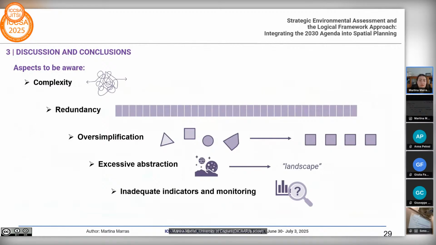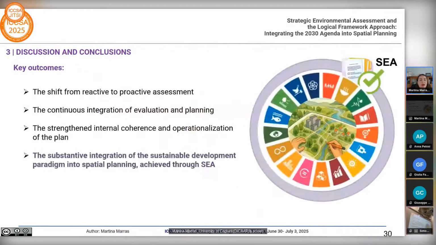First of all, the potential complexity of the LFA, redundancy among strategic elements, oversimplification of the plan's multidimensional nature, excessive abstraction in representing territorial transformation, and the difficulty of identifying appropriate indicators, especially when objectives in the field of spatial planning are often qualitative in nature. However, the research also generates several significant outcomes. The shift from reactive to proactive assessment, the continuous integration of evaluation and planning, the strengthened internal coherence and operationalization of the plan, and first of all, the substantive integration of the sustainable development paradigm into spatial planning, achieved through LFA.